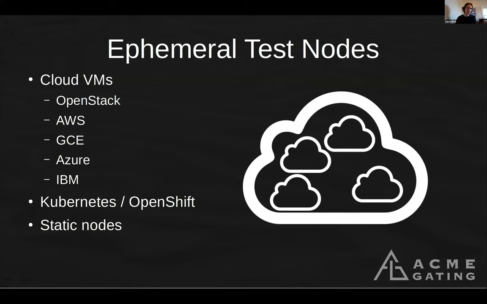And inside of OpenDev, because it came out of the OpenStack environment, OpenStack is the only cloud environment that we use. However, we use something like six different OpenStack clouds. So we treat this as a multi-cloud application. And if, for example, one of our cloud providers goes down, that's fine. We don't care. We'll just use nodes from a different cloud provider.